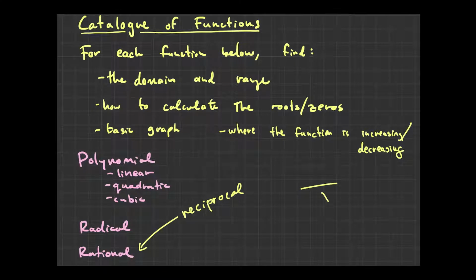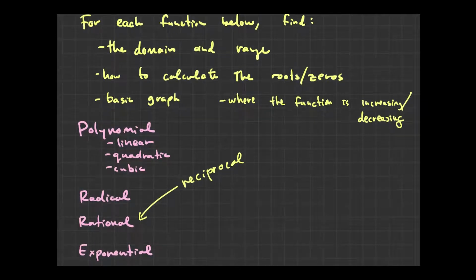Yeah, so a reciprocal would be 1 over x, because that is the reciprocal of x. But a rational function could have something like x squared plus 1 on the numerator, right? That would be a rational function. So I'd like you to tell me as much as you can about rational functions.